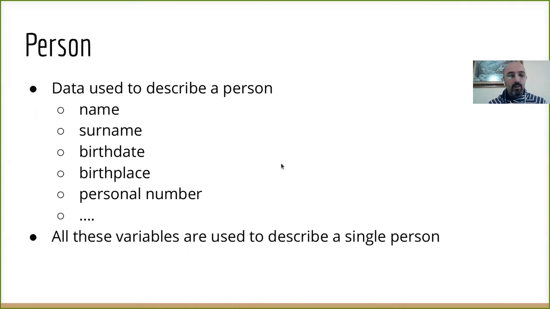For example, if we want to model a person, we have different features like name, surname, the birthday and the birthplace of the person, the personal number. Now we know that in Albania, each person has a unique ID called the personal number, and in the American system, there is a social security number, etc. So all these variables, even though there are several, are used to express the characteristics of a single person. So they all refer to a specific entity in the real world.